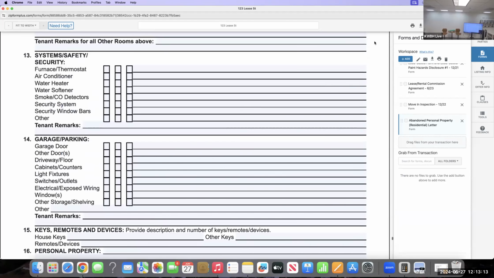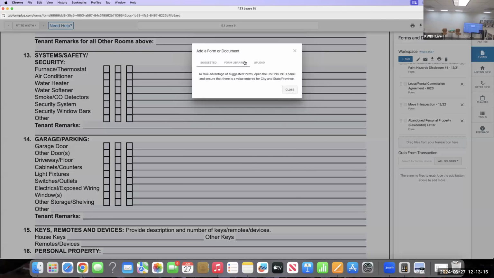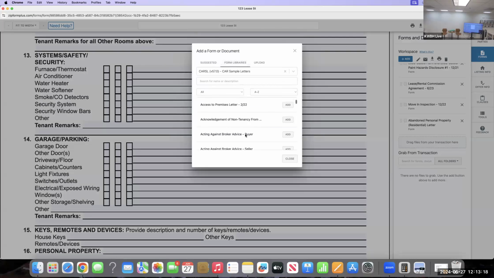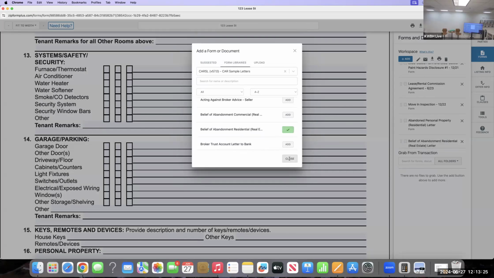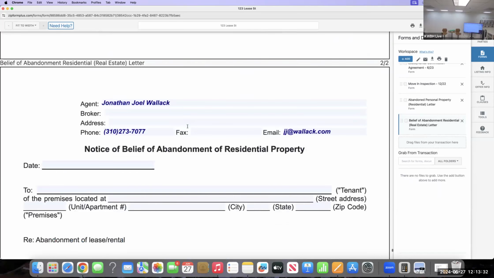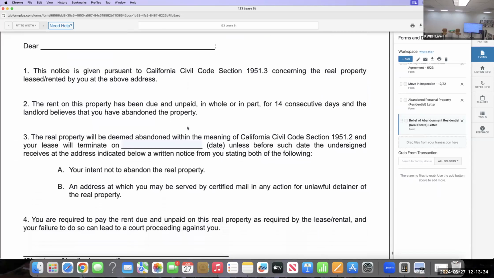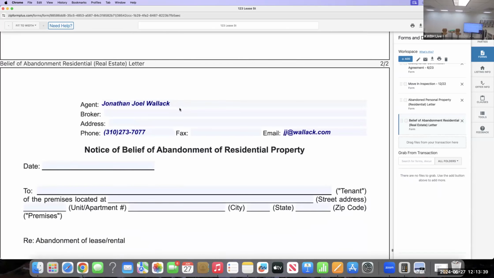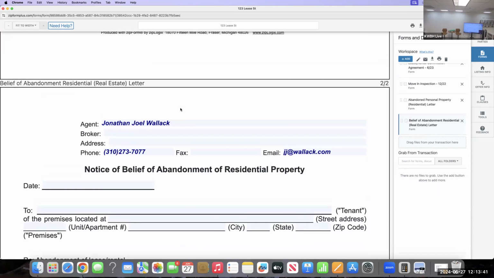I know there's another letter. Form library, sample letters. So, belief of abandonment. But this is for someone that's abandoned the property, like you have a property and someone moved out without telling you. Right, and there's a form for that too.